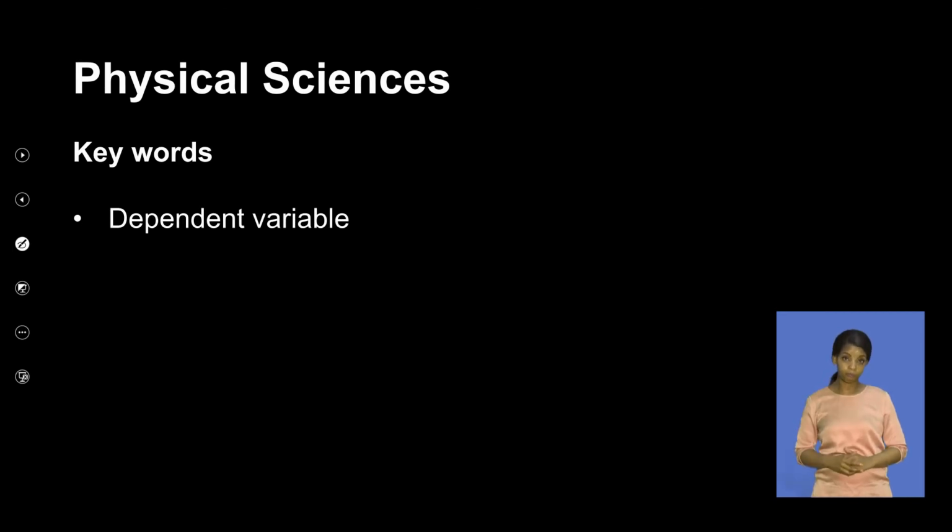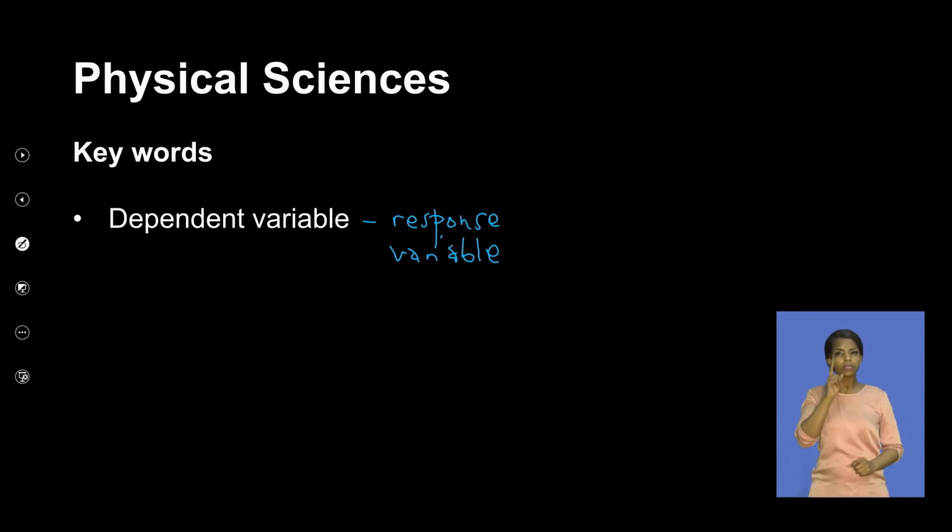And then we also talk about the dependent variable. The dependent variable, in other words, you may refer to as the response variable. In other words, by changing the independent variable, we want to see how it affects the dependent variable. Hence, this is our response variable, as the name suggests.